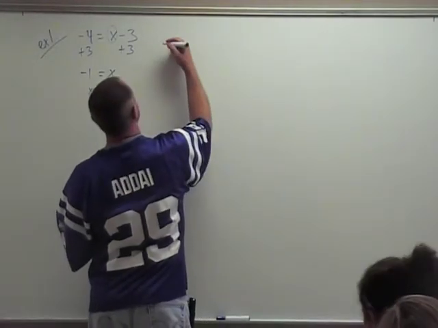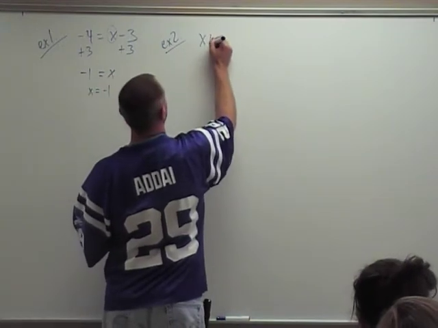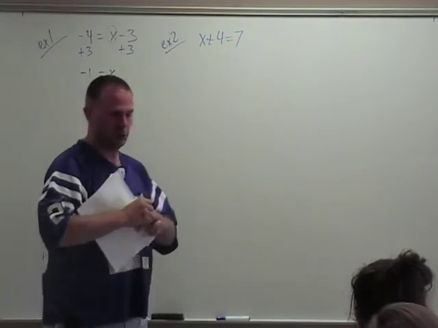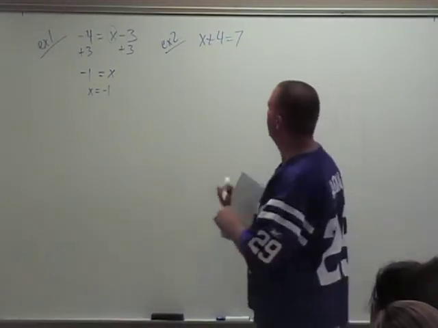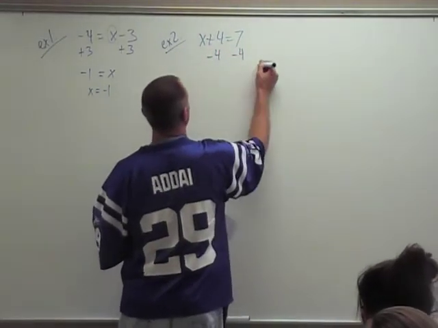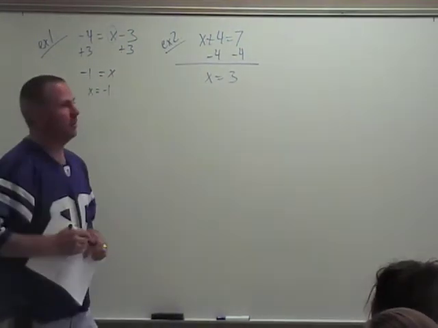Example 2. X plus 4 equals 7. Sophie, what shall we do? That's right. Let's introduce a subtraction, once on each side of the equal sign. X equals 3. Any problems so far?